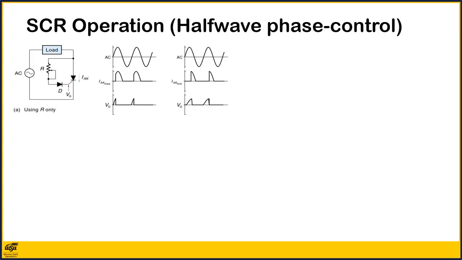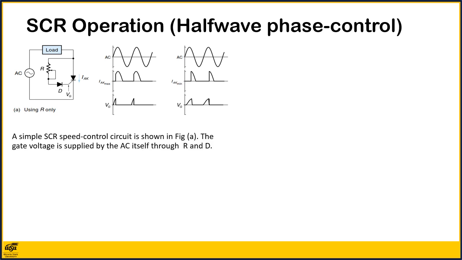Because SCRs work so well with AC, they are often used as the rectifier in an AC to DC converter, for example, to control the speed of a DC motor. A simple SCR speed control circuit is shown in Figure A. As you can see, the gate voltage is supplied by the AC itself through potentiometer R and diode D.